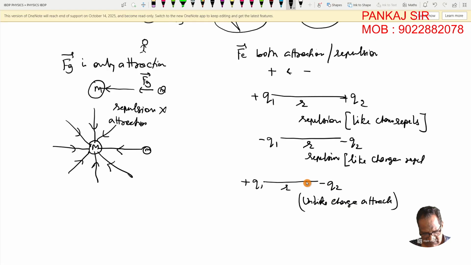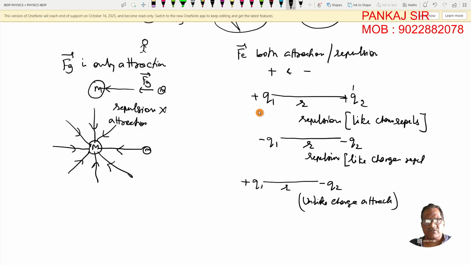So let us try to understand this more clearly. Now suppose this is A and this is B, Q1 and Q2. Or let it be Q1 and Q2, no issue, because we have mentioned two different letters, 1 and 2. So in this case, you see there is a repulsion.